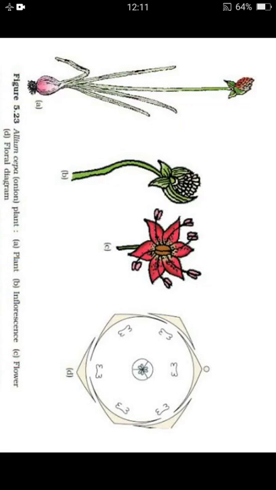Next, the gynoecium. How many locules, how many carpels are present? 3. And how are they present? Fused. That's why 3 should be within the bracket.